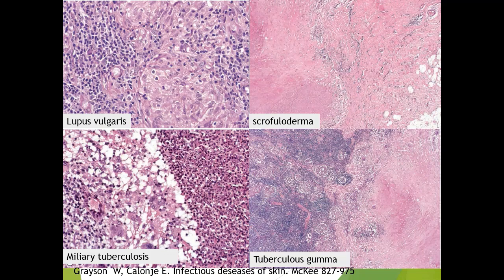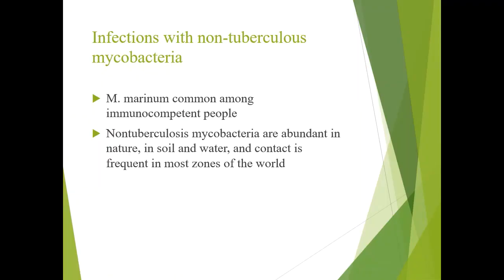Infections with non-tuberculous mycobacteria. Mycobacterium marinum is common among immunocompetent people. Non-tuberculous mycobacteria are abundant in nature, in soil and water, and the infection is frequent in most zones of the world.